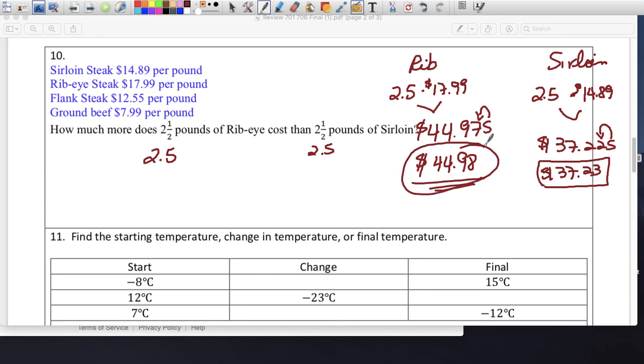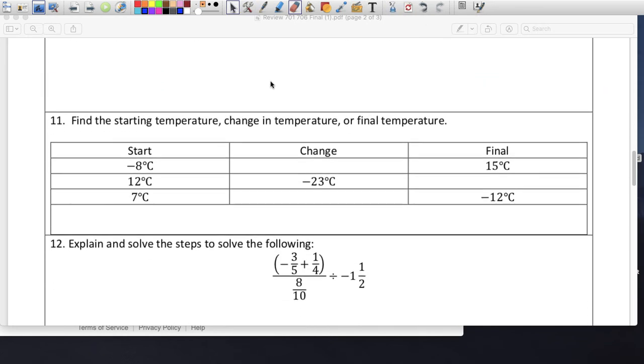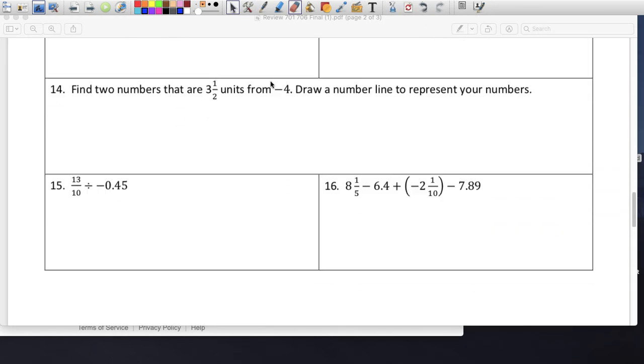Well, we already know the ribeye is more expensive, so we've got to figure out how much more. So 44.98, we're going to subtract these two numbers. Minus 37.23, and that's going to give us $7.75. The ribeye is more expensive by $7.75. That's your answer.